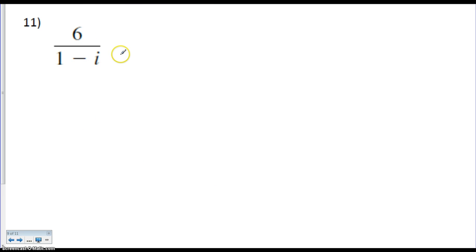So the first thing I want to do is multiply the top and the bottom by the conjugate of the denominator. So I have a 1 minus i, so I have a 1 and an i that I'm multiplying on the top and bottom, but the sign is opposite of the minus sign, which is a plus. So I'm going to take 1 plus i on the top and the bottom. So on the top, I take 6 times 1 and I get 6. 6 times i I get 6i.